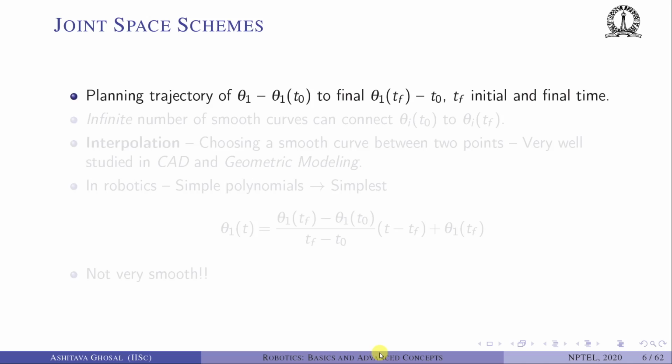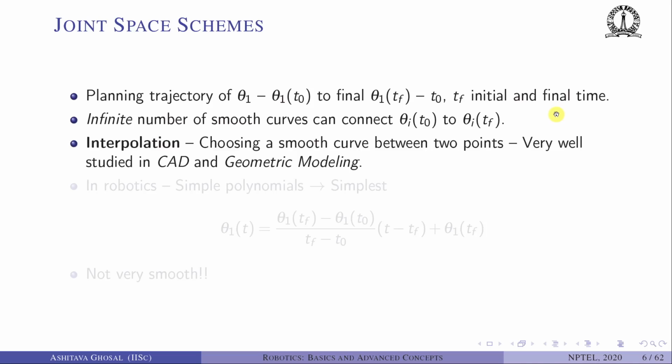So let's continue. In joint space schemes, basically the plan of the trajectory of, let's say, theta 1. What is given? Theta 1 at T0 to theta 1 at TF are given, where T0 and TF are the initial and final time. There are an infinite number of smooth curves which can connect theta i at T0 to theta i at TF. This topic is called interpolation, which is nothing but choosing a smooth curve between 2 given points. This is very well studied in CAD and geometric modeling.